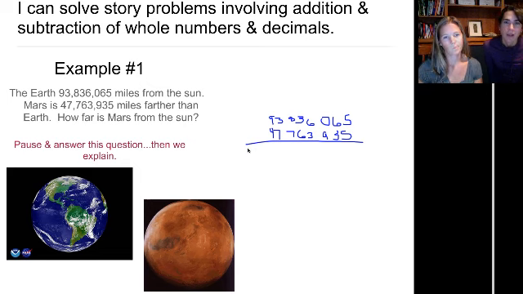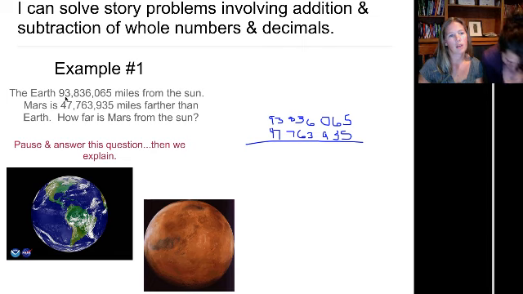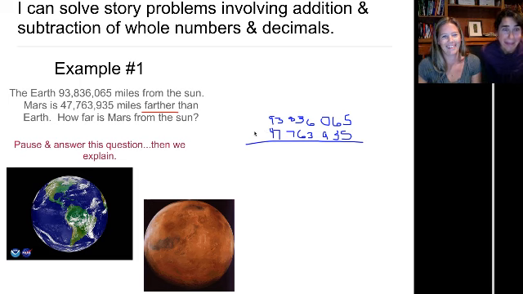All right, so hopefully you have something written down like this. When we are thinking about this problem, how far is Mars from the sun, we're comparing, so you're going to subtract these, right? Hold on. Nope. The Earth is 93 million. Mars is 47 million farther than Earth. We missed the farther than. Mrs. Van Dam needs to reread and make sure she's doing the right thing.